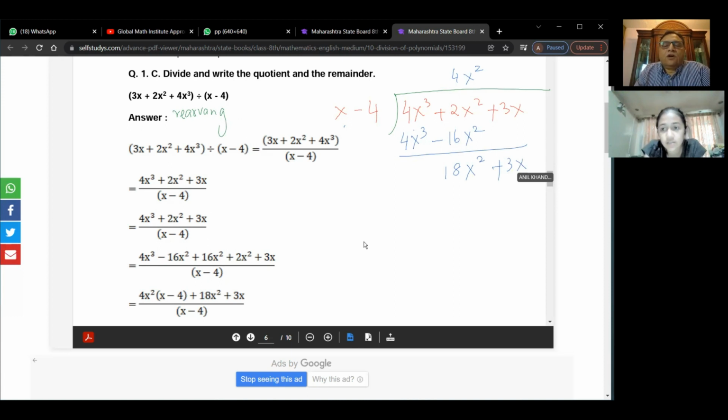Now how many times will x go into 18x squared? 18x, right? When you divide 18x squared by x, you get 18x. So we write that 18x, correct? Multiply. And 18 times minus 4 will be minus 72, and we get minus 72x. Now we take away, so we get 75x in the remainder.